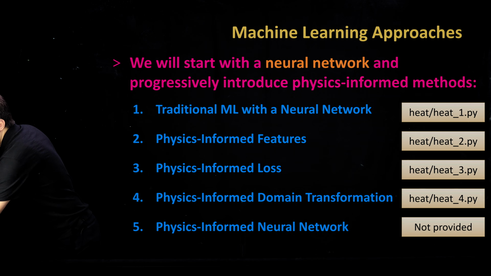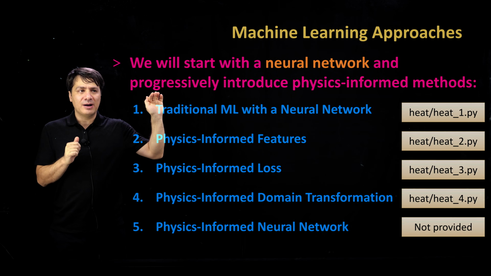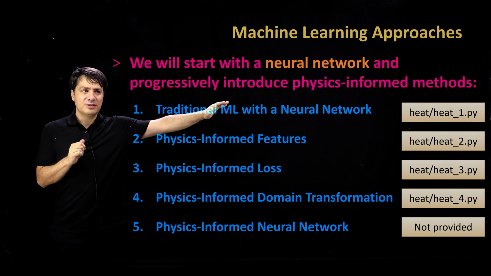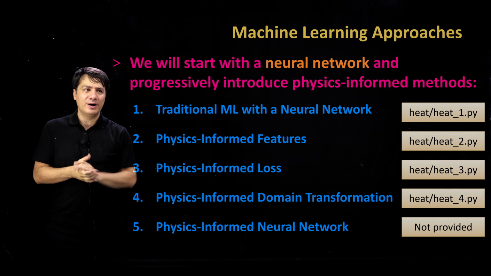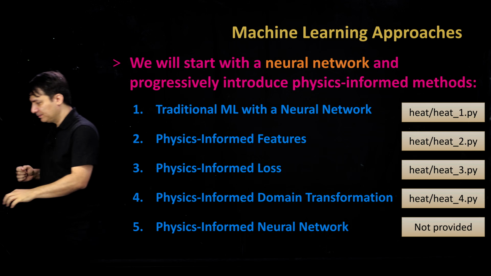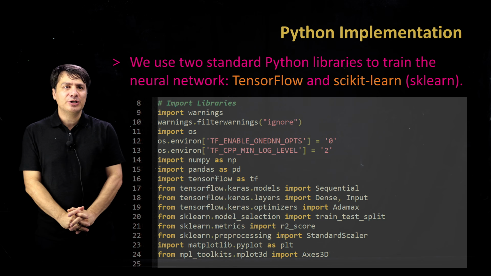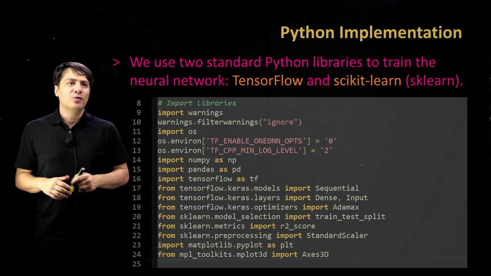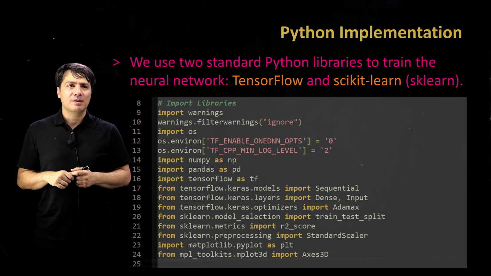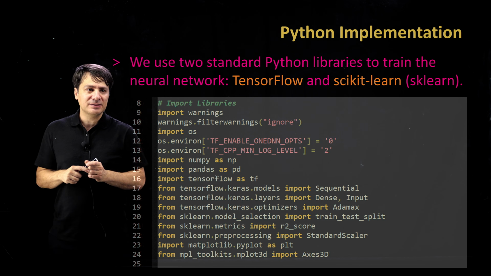Okay, so let's go step by step into these 4 approaches. In this lecture, I'm going to finish the traditional neural network, and in the last lecture, we're going to go over the other methods. Okay, so Python implementation to train a neural network. We are going to use Python libraries such as TensorFlow and scikit-learn.